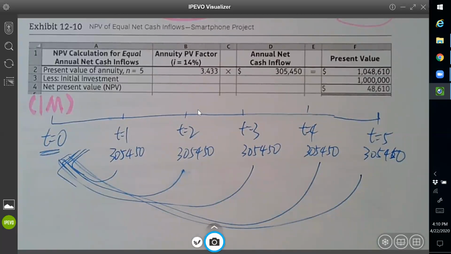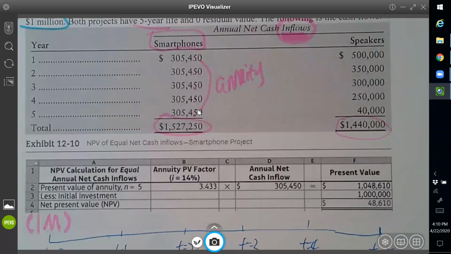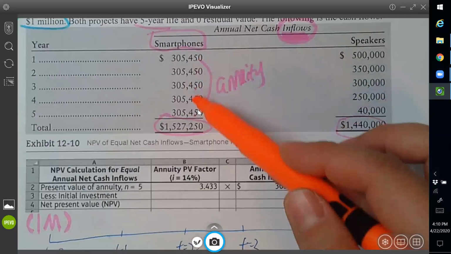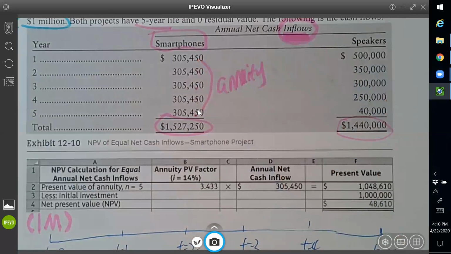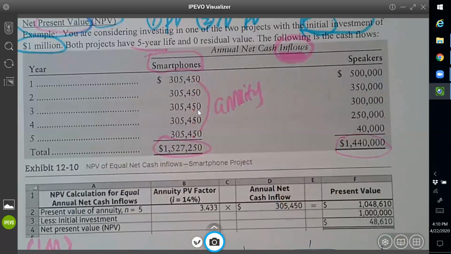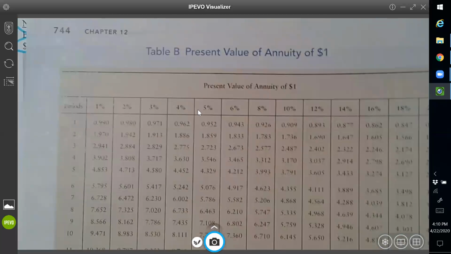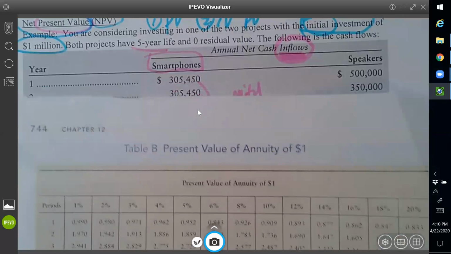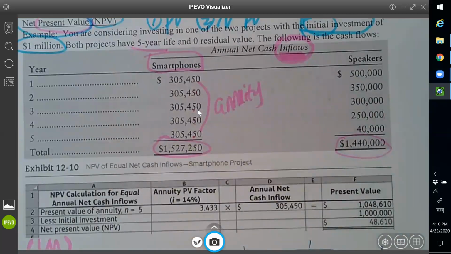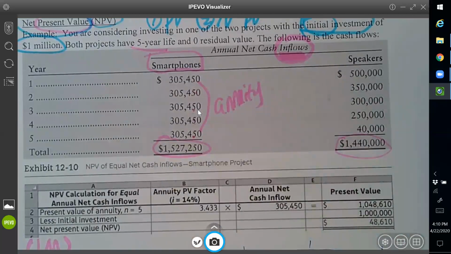As I said, this is annuity. Why annuity? Because the same amount of money for 5 years. So we use annuity discount table. And then let's see, what's the factor?